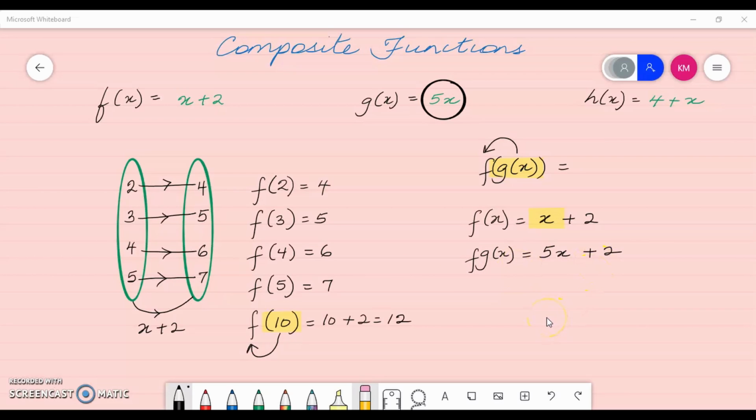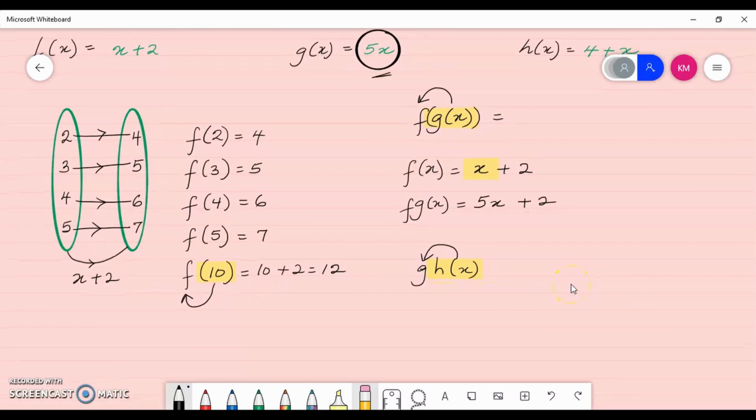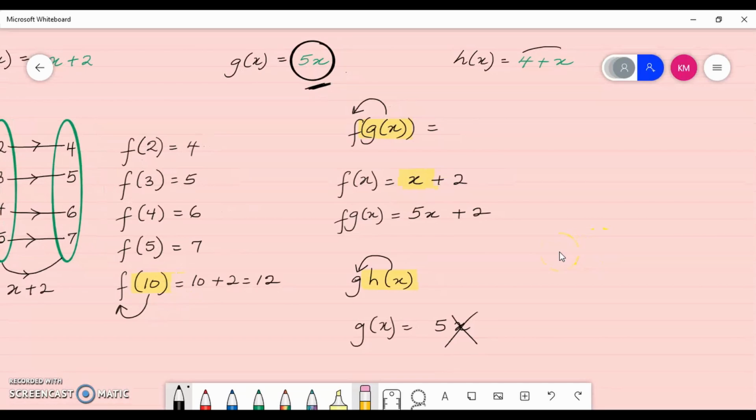Let's have a look at another one. Let's say we want to find g of h of x. What this is telling us to do is take h of x and put it into our function g. So we start off with our function g. We know our function g is 5x, so I'm going to write g of x is 5x, and we will be taking out that x and replacing it with our entire function h of x.